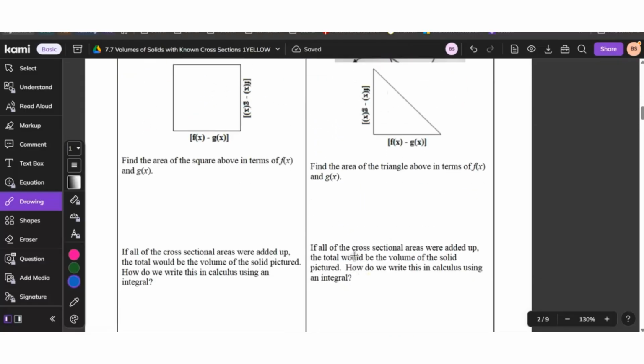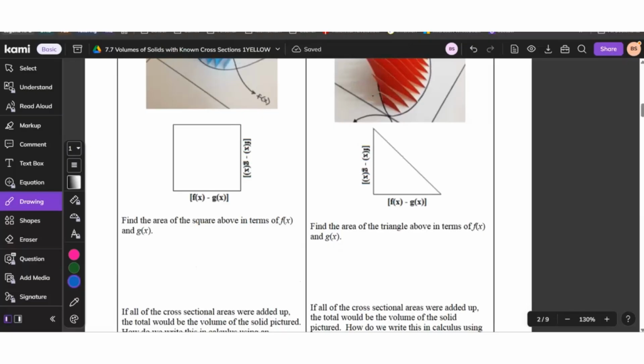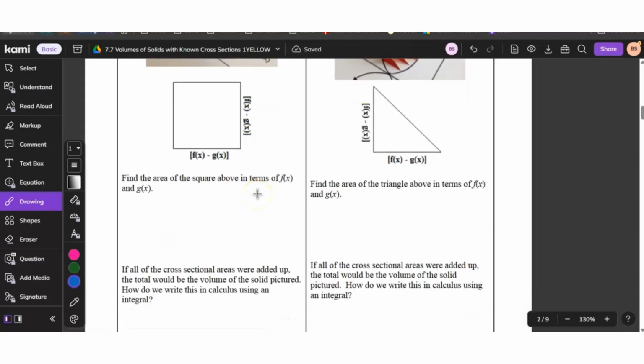All right. So let's actually do that, shall we? Find the area of the square above. I'm not even going to show you the picture for now. We're just going to look at the square. What's the area of that? It would be f of x minus g of x times f of x minus g of x, which we can write more easily as just f of x minus g of x, squared.